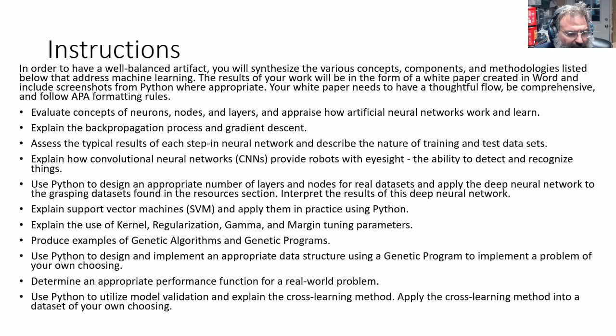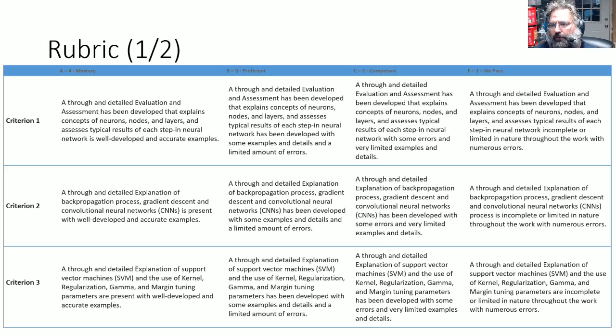Explain support vector machines and apply them in practice using Python. Explain what a kernel, a regulation gamma, and margin are with regards to SVMs. Produce examples of genetic algorithms and genetic programs. Use Python to design and implement an appropriate data structure for genetic programs to implement a problem of your own choosing, and then determine an appropriate performance function for a real-world problem, and then utilize Python model validation and explain cross-learning methods and apply cross-learning method to a data set of your own choosing.